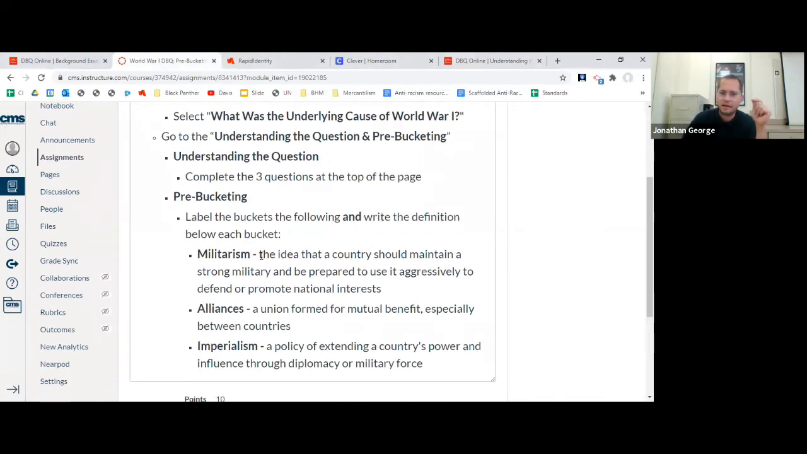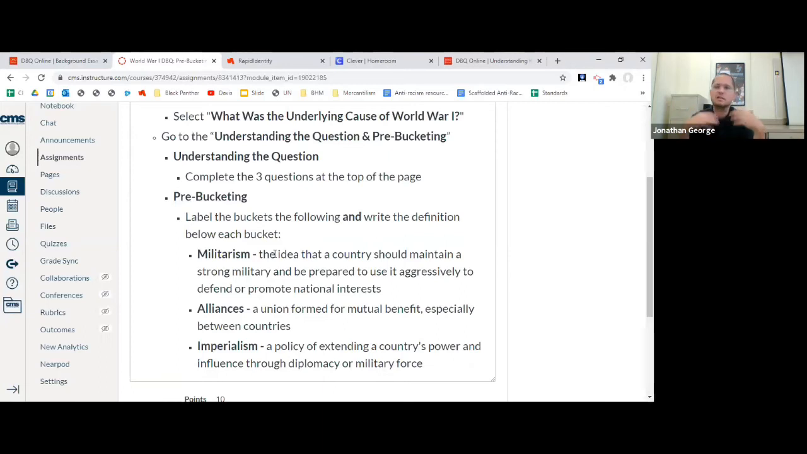So what I'm looking at here, here's our definition for militarism. The idea that a country should maintain a strong military and be prepared to use it aggressively to defend or promote national interests. So militarism is the idea that you, as a nation, have to have a strong military and be prepared to use it, okay? And not just in a small way, in an aggressive way. Build up a strong military and be prepared to use it.